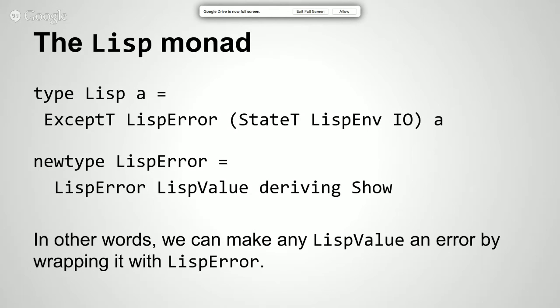We have an ExceptT Lisp error of a StateT Lisp env around a base monad of I/O. Lisp error is just a thin wrapper around Lisp value. We're essentially just designating it as, this value was thrown as an error or an exception rather than a typical return.